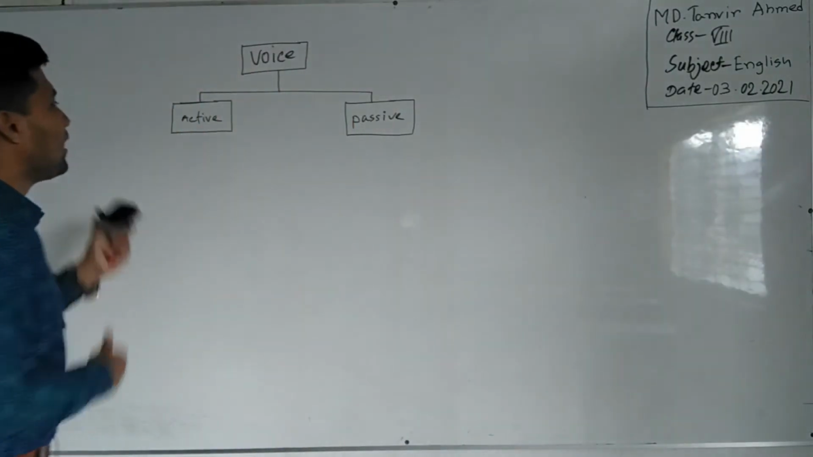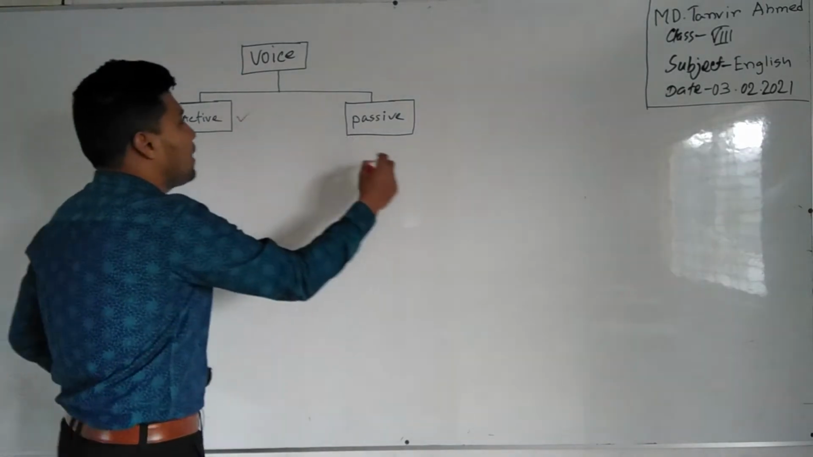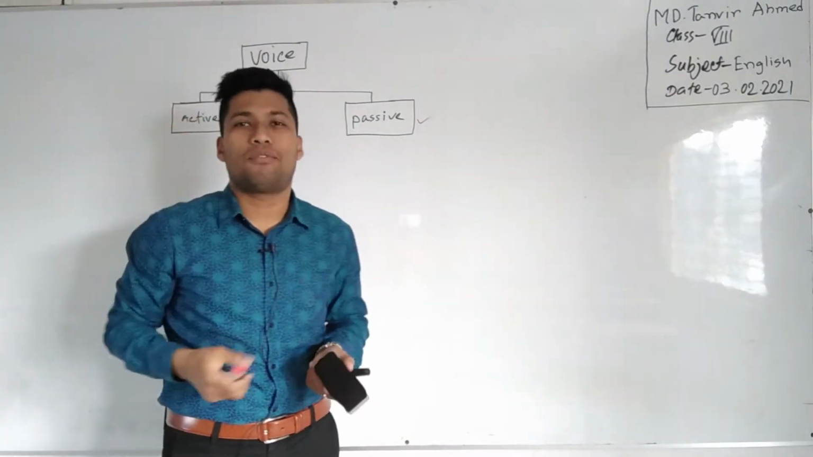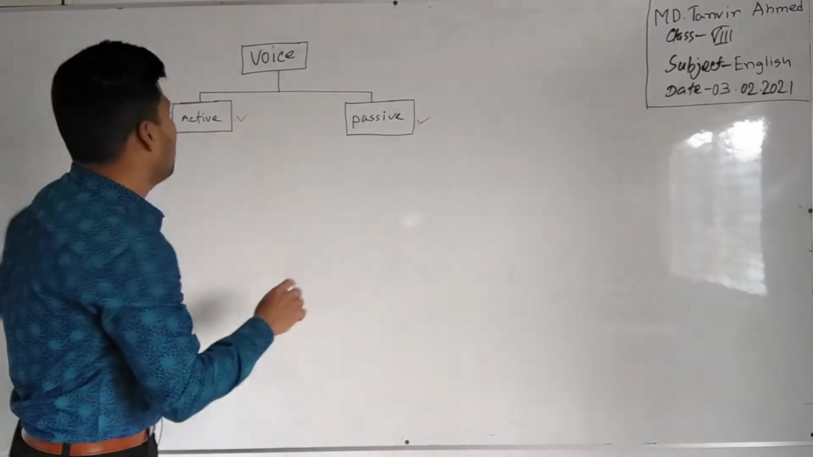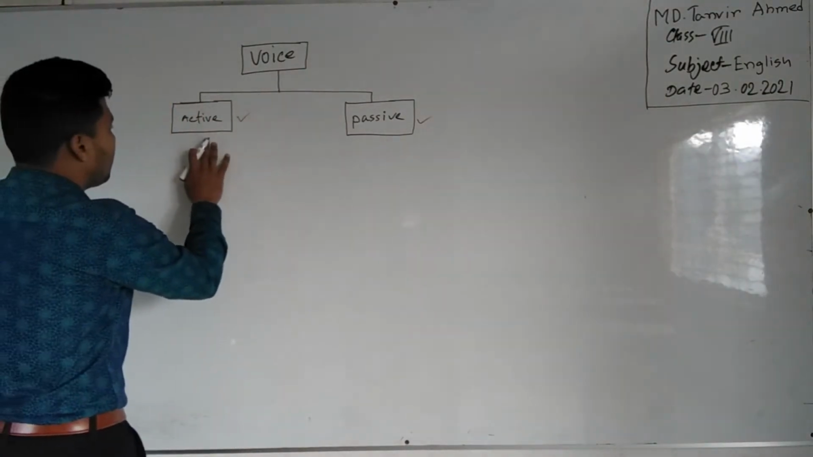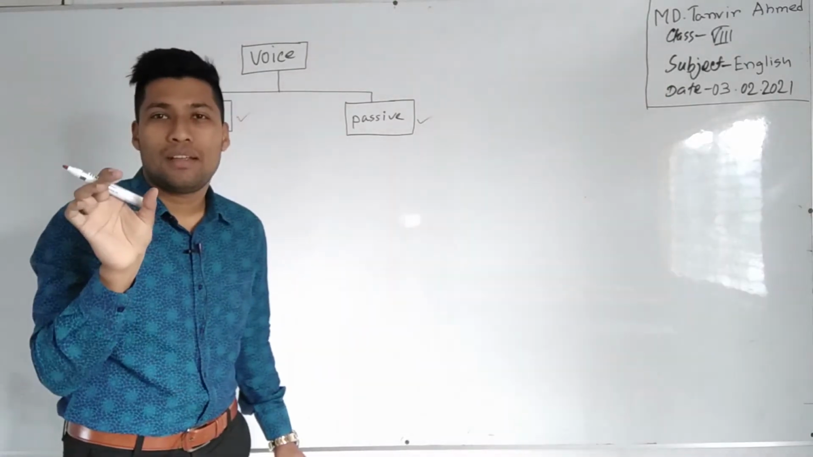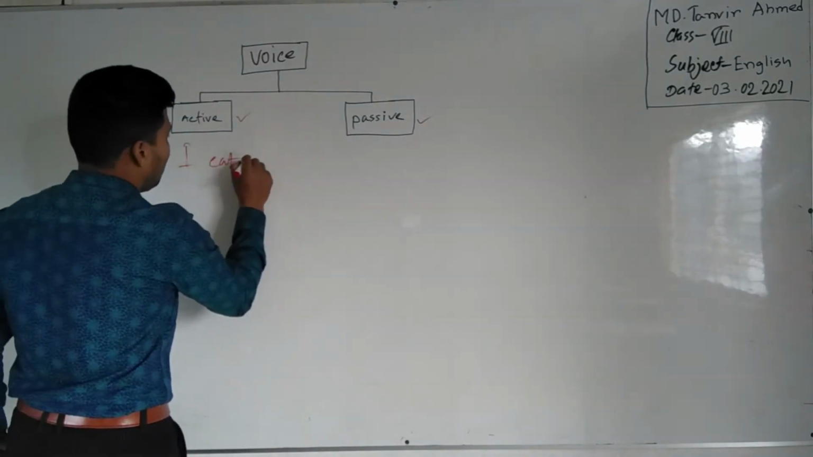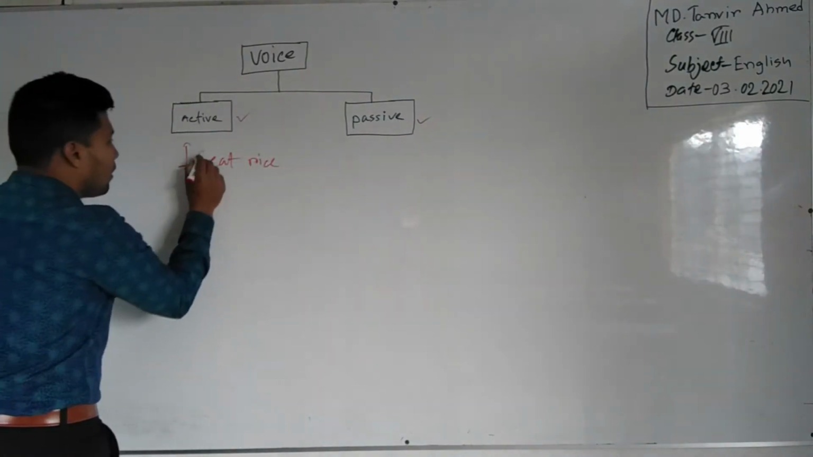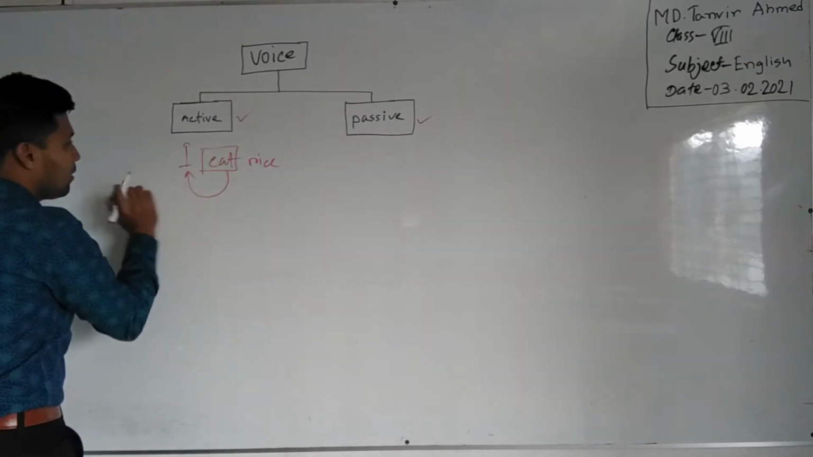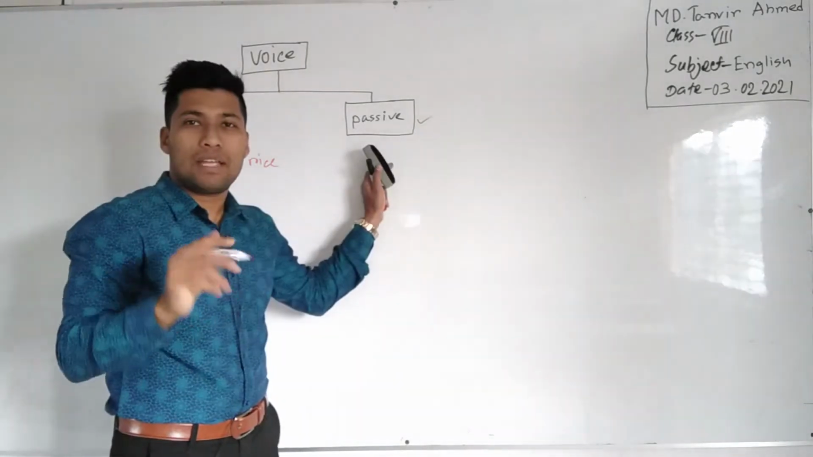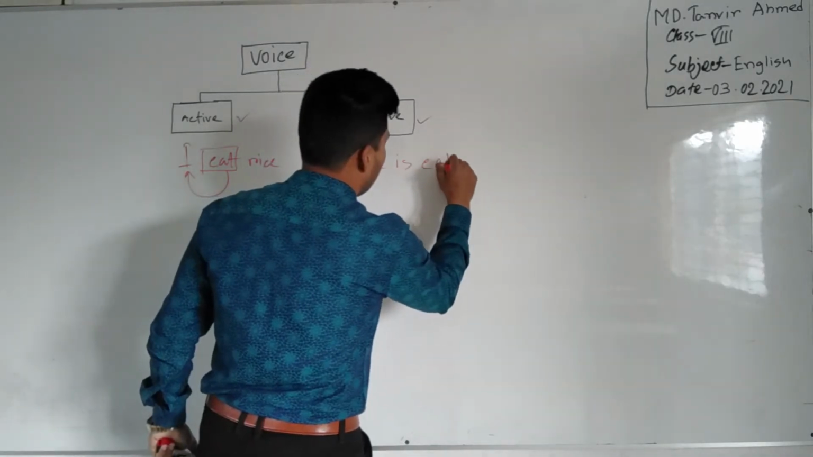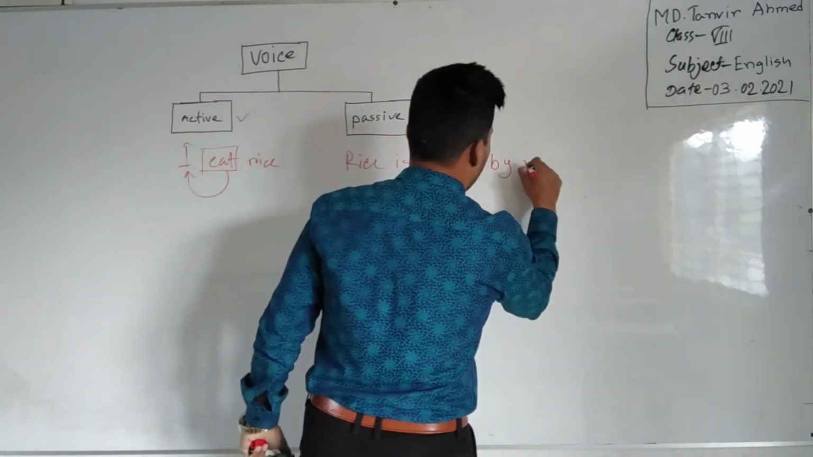So dear students, you can see here are written two parts. One is active and another one is passive. It means voice is of two kinds, one is active and another is passive. Active voice means where the subject actually does the verb, like "I eat rice." It means the verb "eat" is done by the subject, okay? But in passive, it actually changes, like "Rice is eaten by me."